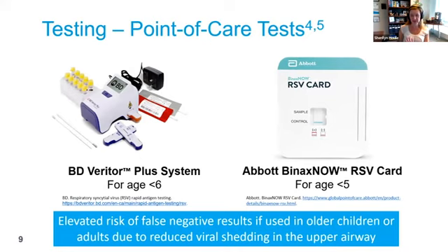They have a specific card for RSV. Now, you'll note for both of these that they're indicated only in the pediatric population. The BD Veritor is indicated for age under 6, and the Abbott for age under 5. The reason for this, we'll discuss the actual sensitivity and specificity in just a couple slides, is that we have an elevated risk of getting false negative results in older children or in adults, and that's because they have a lot less viral shedding in the upper airway, and that's where the sample is being collected. So even if an older child or adult has RSV, they may not be shedding enough of the virus in the upper airway specifically for it to be caught by the swab. So these tests really for the moment are focusing on the pediatric population.